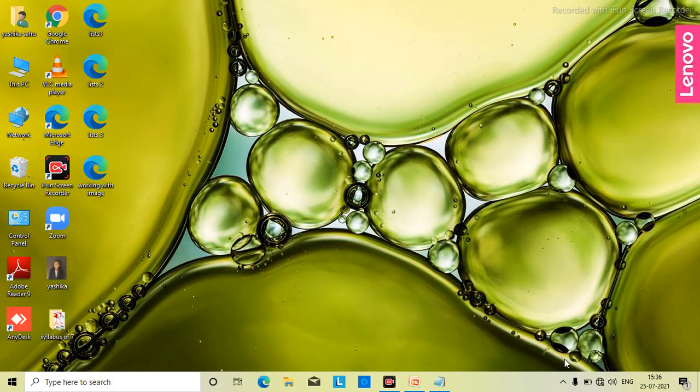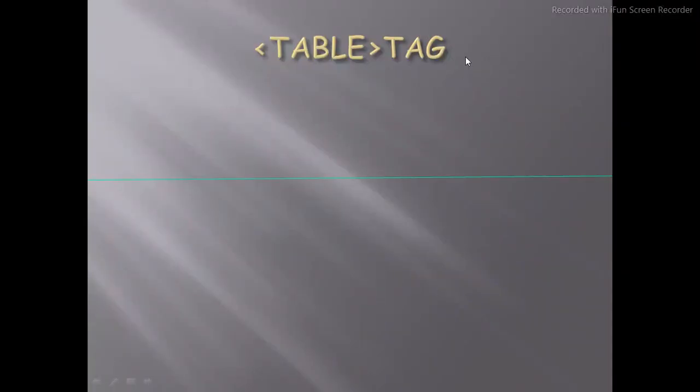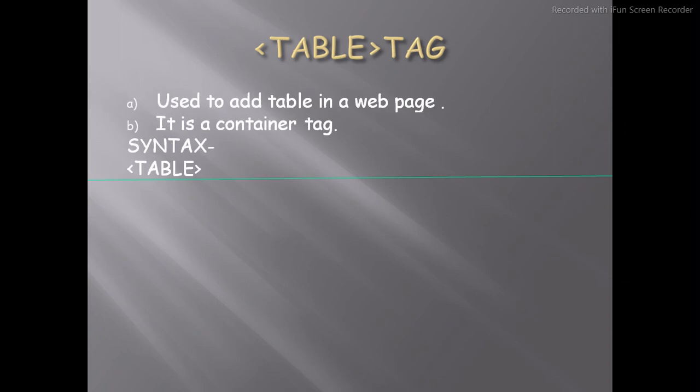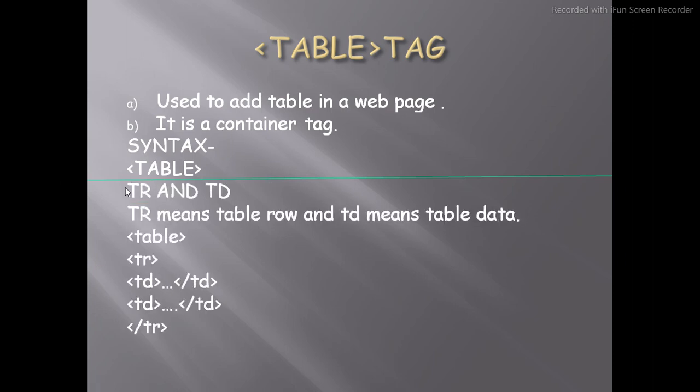Okay. See my table tag. Now a new topic, the table tag. What is this? Used to add a table in a web page. Oh, it is used to add a table. Sometimes you see now in web pages the chart is shown in tabular form. So it is with the help of the table tag. You can see the syntax: table. Now another, TR and TD. TR means table row and TD means table data. So this is understood.